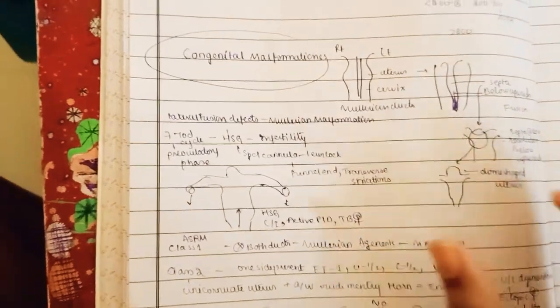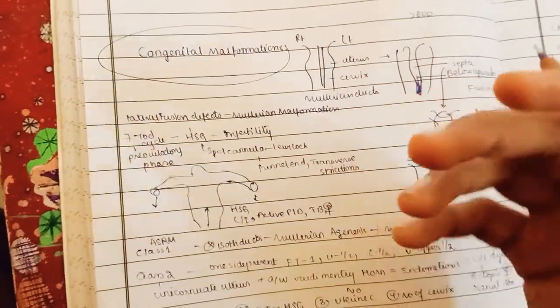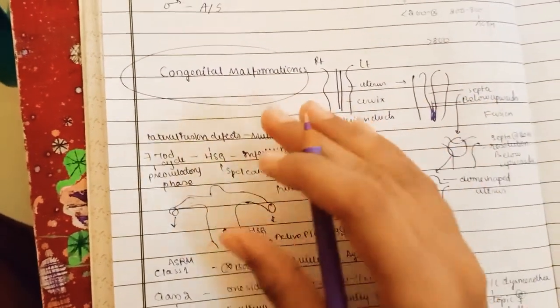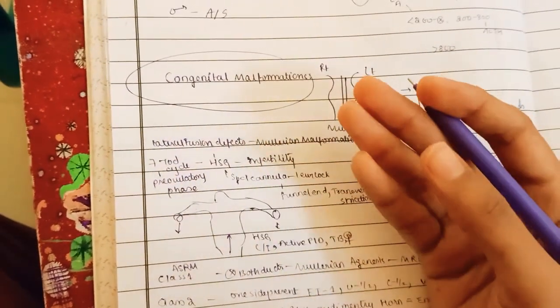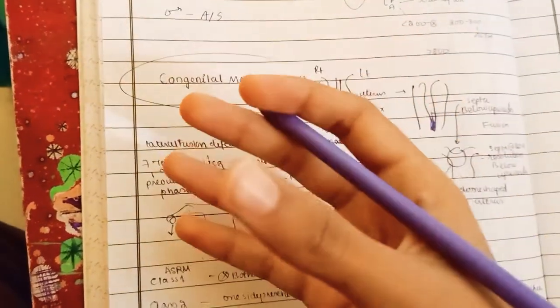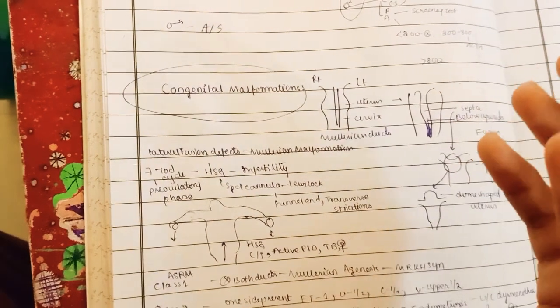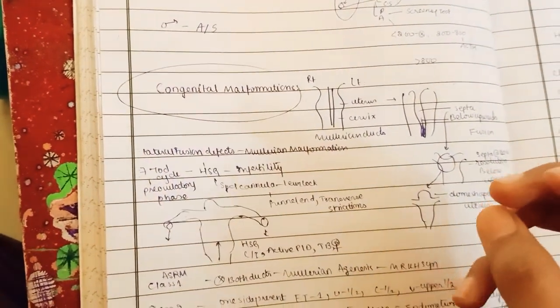So first we need to understand what is congenital malformation, that is the defects which are coming from the time of birth. So here mainly we are going to discuss about the Mullerian duct malformation. Mullerian duct is called as paramesonephric duct and Wolffian duct is called as mesonephric duct. We have discussed this already. So let us discuss mainly about this.